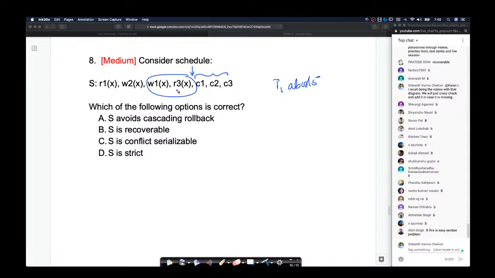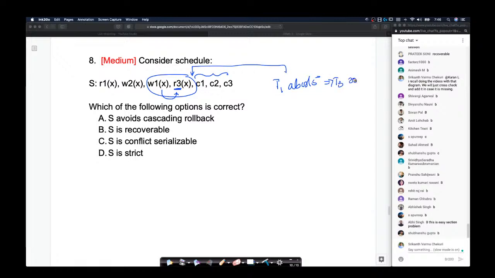Then what do you have to do? Remember that transaction 3 is reading the value that transaction 1 has written. So if T1 aborts at this time without committing, then you have to roll back T3 also, right? Because T3's read is after T1's write on X. So if T1 aborts at this time, this implies that T3 has to be rolled back. Common sense, because T3 is reading X which T1 has written. For some reason, if T1 has to be aborted here, we have to roll this back.